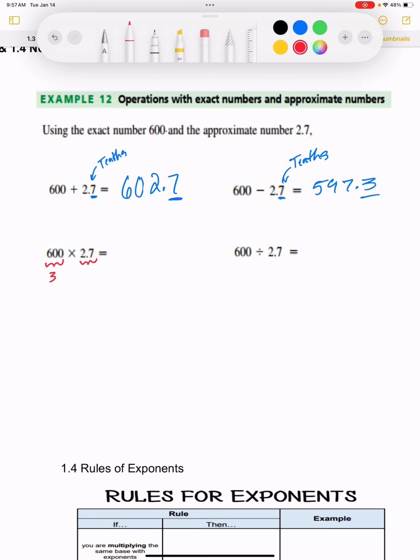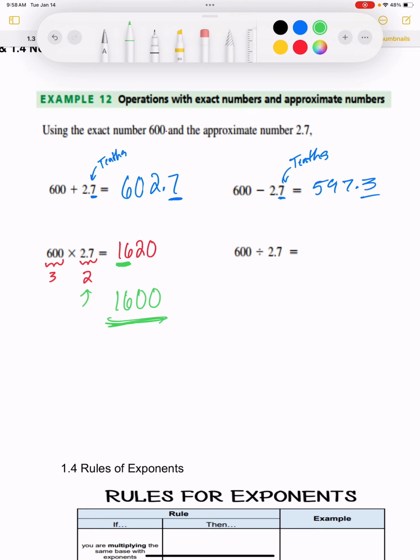Now this one is 2 significant digits. And when we multiply this, 600 times 2.7, we get 1,620, right? But because I have to use the least amount of significance here, my final answer has to be expressed in 2 significant digits, right? So 1,620, that means I round to 2 significant digits, which means my answer would be 1,600. That would be my final answer.